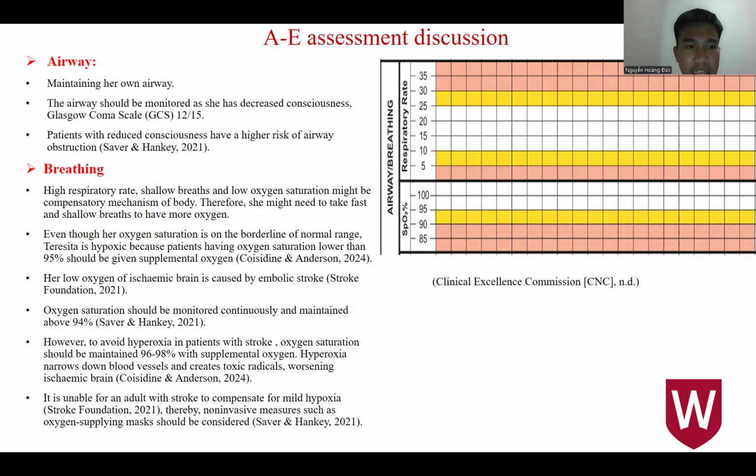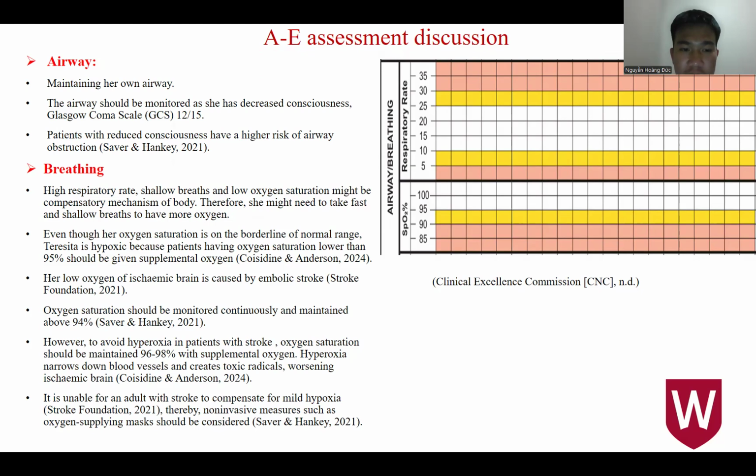So she has a high respiratory rate, shallow breaths, and low oxygen saturation, which might be a compensatory mechanism of the body. Therefore, she might need to take fast and shallow breaths to get more oxygen. Even though her oxygen saturation is on the borderline of the normal range, the risk is hypoxia, because patients having oxygen saturation lower than 95% should be given supplemental oxygen. Although the ischemic brain is caused by embolic stroke, oxygen saturation should be monitored continuously and maintained above 94%.